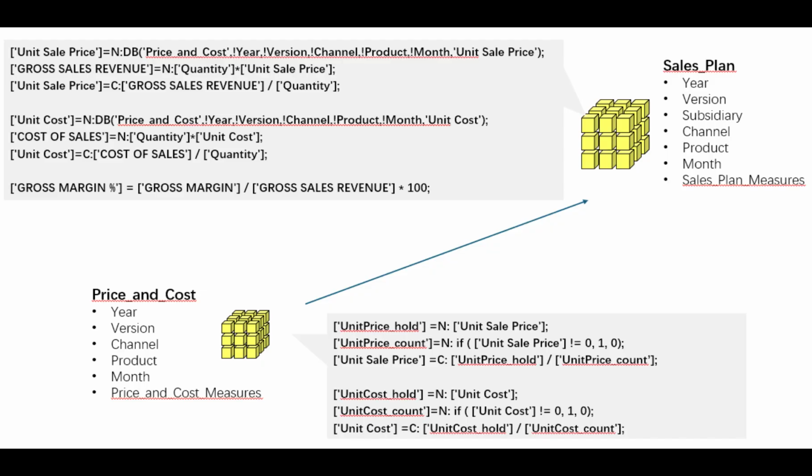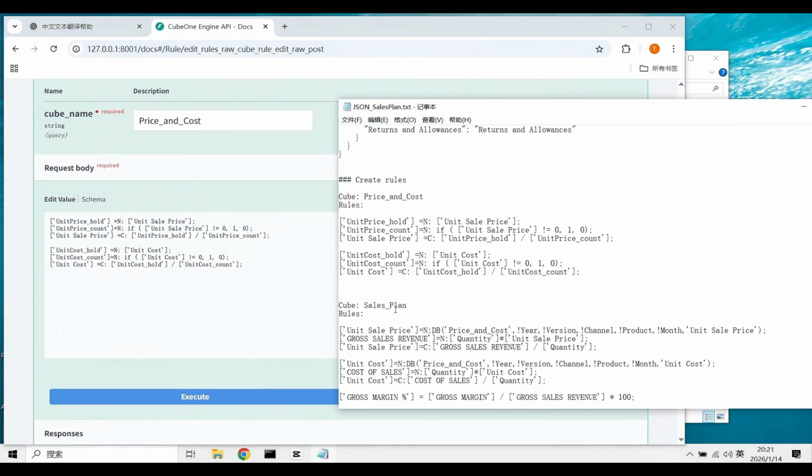The rules for the Sales Plan Cube are shown in the top left of the figure. The unit sales price is retrieved from the price and cost cube and multiplied by quantity to calculate gross sales revenue. At the consolidated level, the average unit sales price is calculated by dividing gross sales revenue by quantity. The same logic applies to unit cost and the calculation of cost of sales. Margin ratio is calculated as gross margin divided by gross sales revenue. Copy the rules and run it in the API interface.